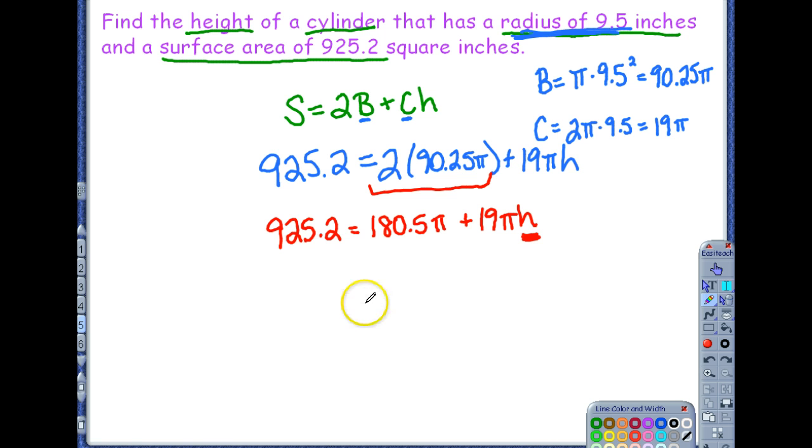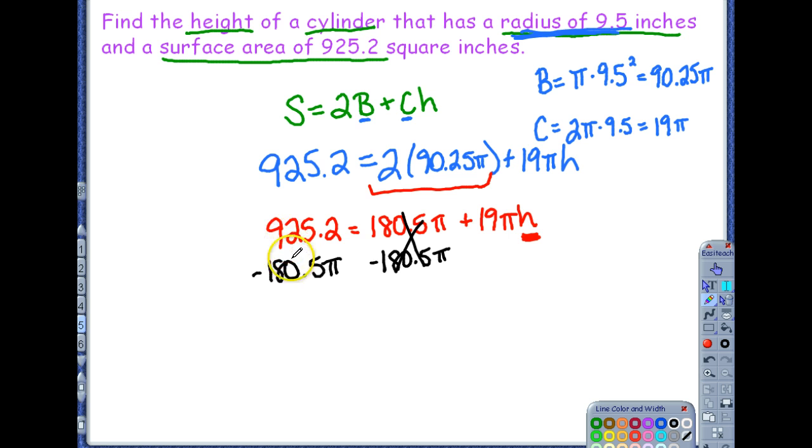It's kind of like if you have an equation and imagine the pies weren't there for a minute. You wouldn't add those together. They're not like terms. Exactly. You can't combine because they're not like terms. One has an h, the other doesn't. So let's subtract the 180.5 pi on both sides. And when I do that, notice that's going to cancel out.